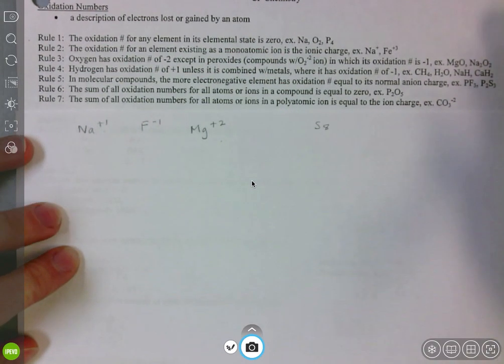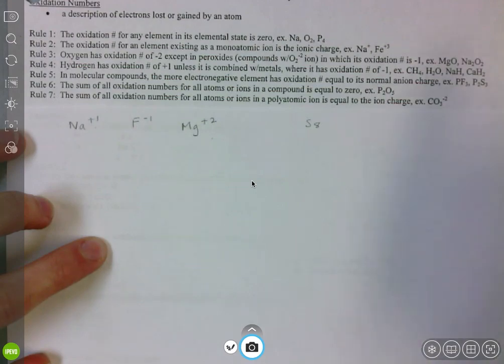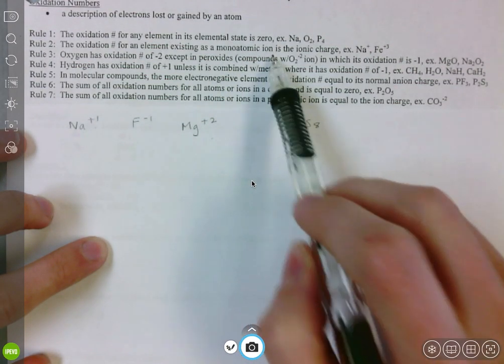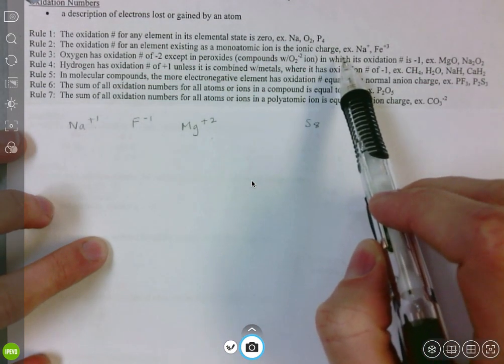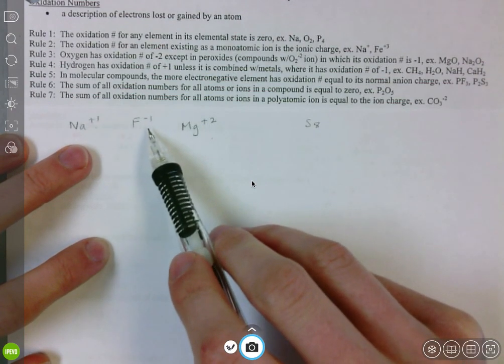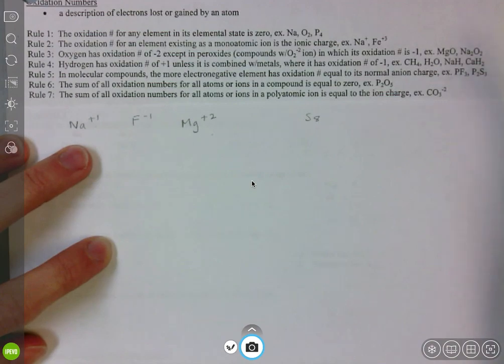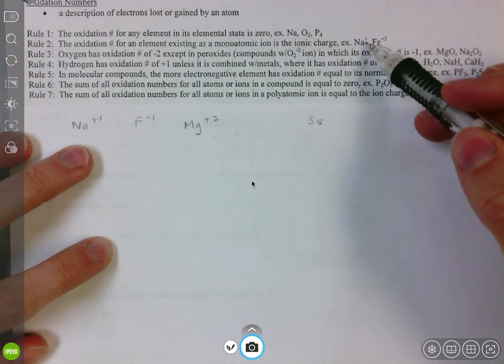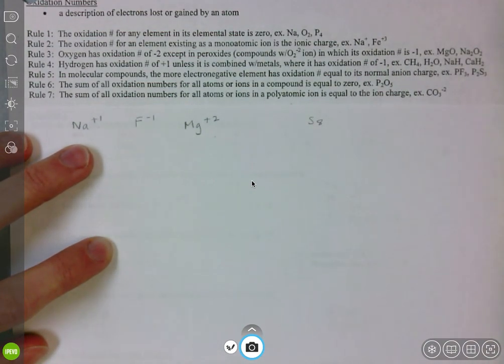Rule number 2: the oxidation number for an element existing as a monoatomic ion is the ionic charge. Like what we were talking about here, sodium is a positive 1 oxidation number, fluorine negative 1. The charges tell us what the oxidation number is.